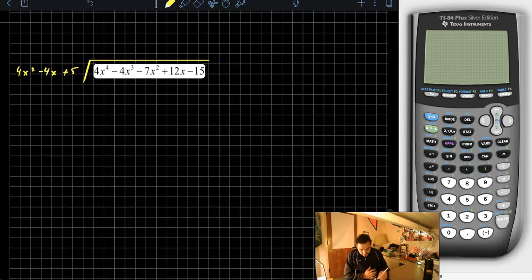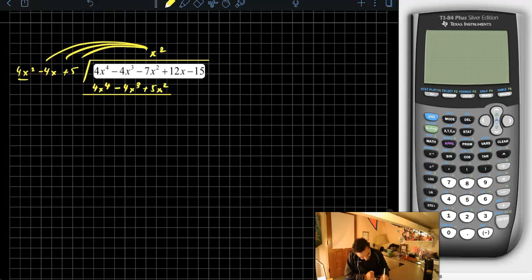Okay, so we ask ourselves, it's the division algorithm, right? What do I multiply 4x squared by to get 4x to the fourth? I multiply it by x squared. Now take this and multiply it by each of those three parts, right? And this is the algorithm we repeat. So we get 4x to the fourth minus 4x cubed plus 5x squared, right? And the way I like to do it is I change those signs. So there's a plus here, I change it to minus. So this cancels, which is awesome. And I end up getting negative 12x squared plus 12x minus 15.